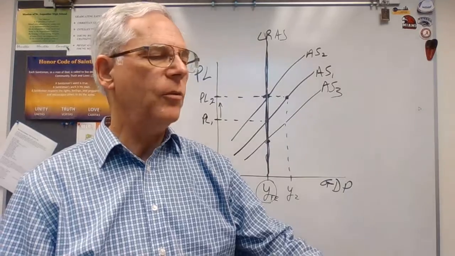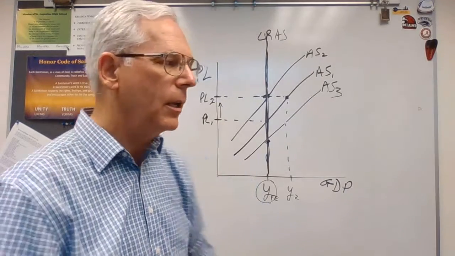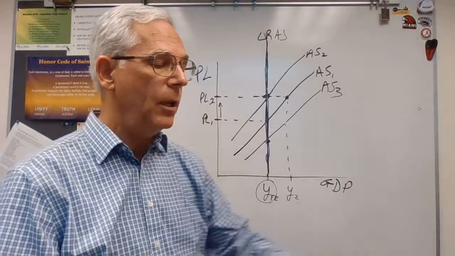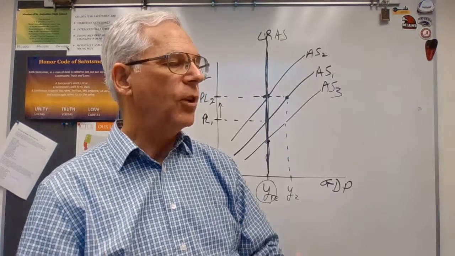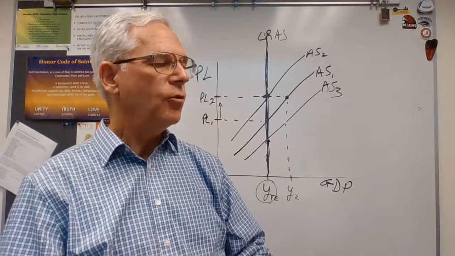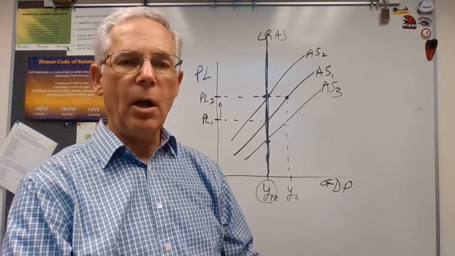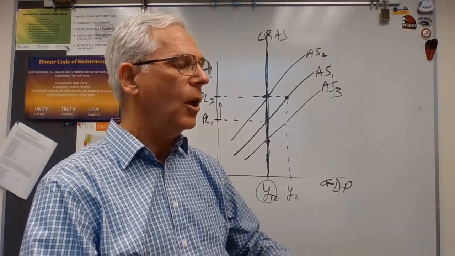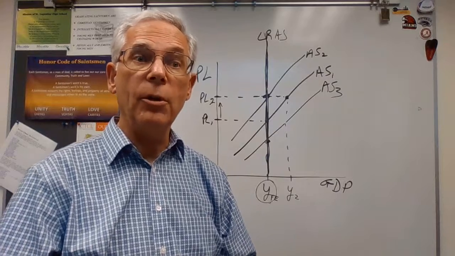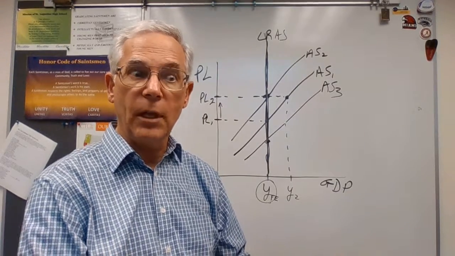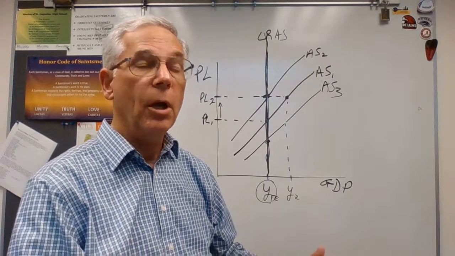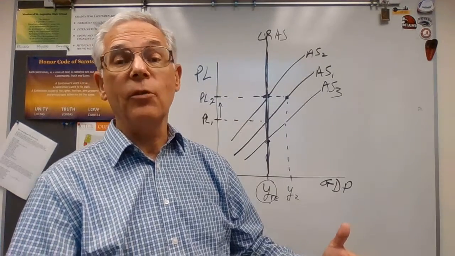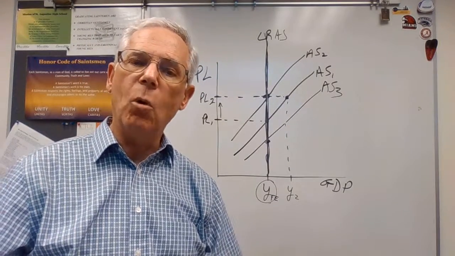The third thing that shifts the aggregate supply curve is changes in government policy. Specifically, that would be changes in business taxes, changes in subsidies that the government might be offering to companies, or if government regulations are reduced, it's going to cost companies less to make their output. Or, of course, if government regulations increase, that'll cost companies more.